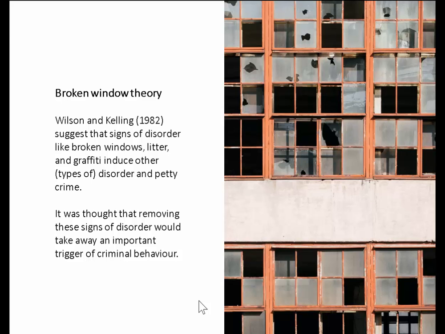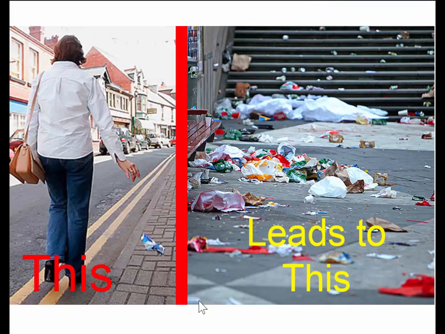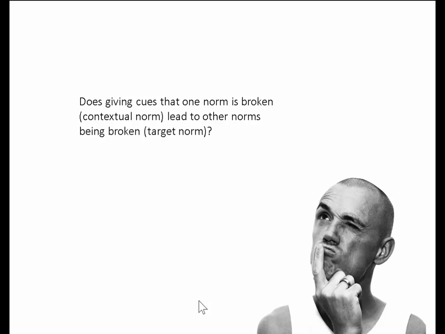Now, that's basically the idea in that paper, that dropping something leads to even more rubbish on the ground. In this case, we're not talking about huge crime, but we're talking about some disorder, the spread of disorder. And the idea of the paper was then, okay, just giving cues that one norm is broken, and they call that the contextual norm, can that lead to other norms being broken as well? Basically, can we make people litter more by throwing something on the ground in the first instance?